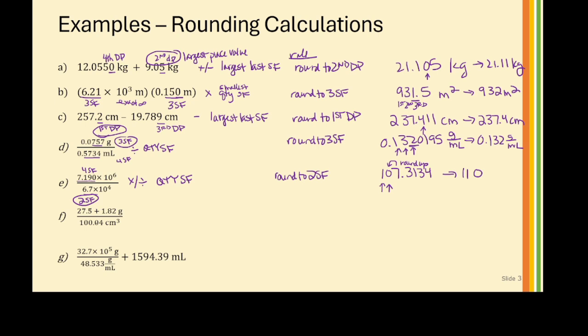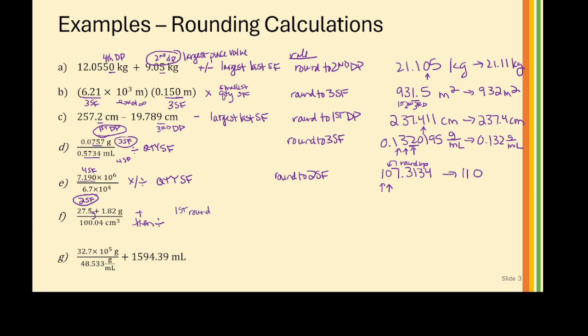Here I have some mixed operation. I have addition, then division. So I need to apply the rounding rules, but I don't actually do the rounding. Ooh, this needs to be grams. That's a typo. I couldn't add them unless they were the same units. So grams and grams.